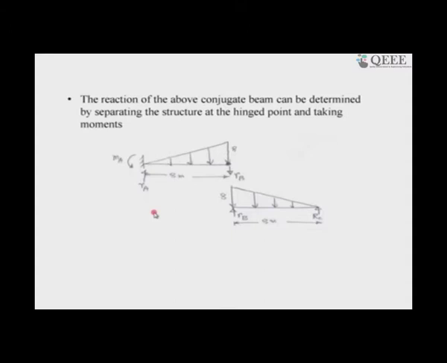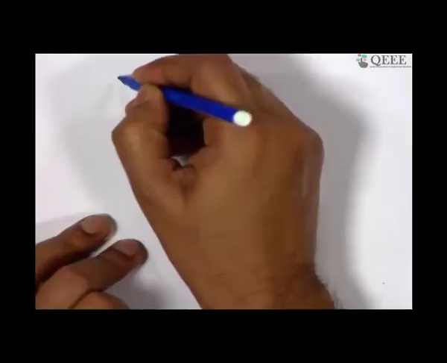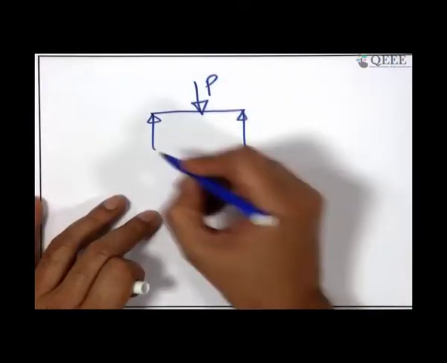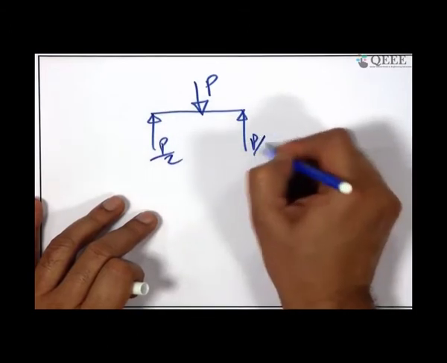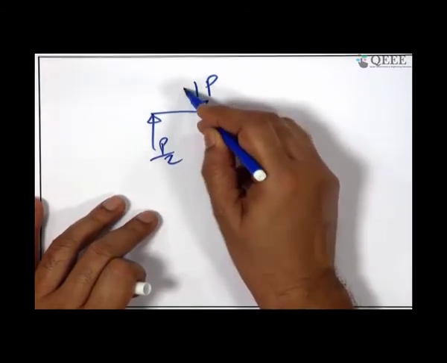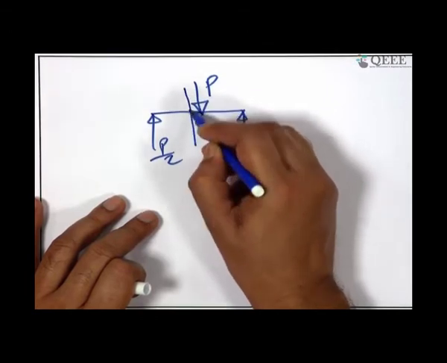Once again, just 2 minutes, we will recapitulate how to draw the bending moment diagram. So, there is a load P, suppose this is P by 2, this is P by 2. I am interested to find out the bending moment at this section.